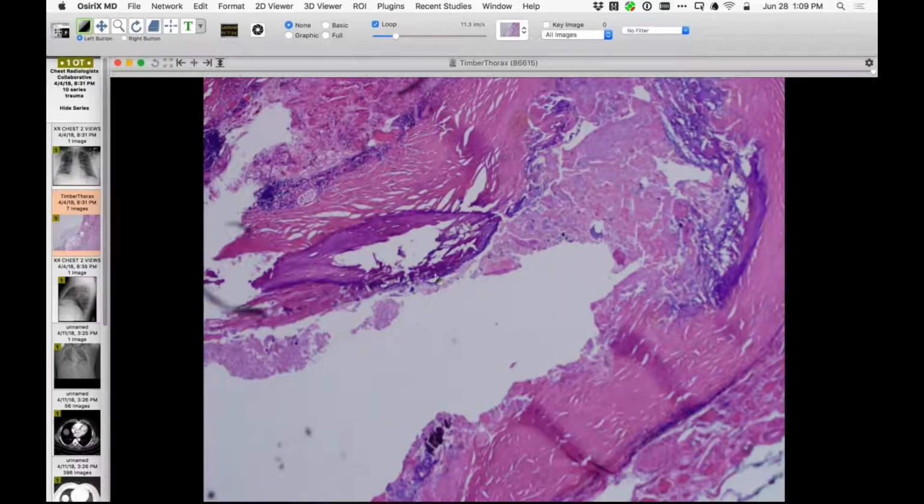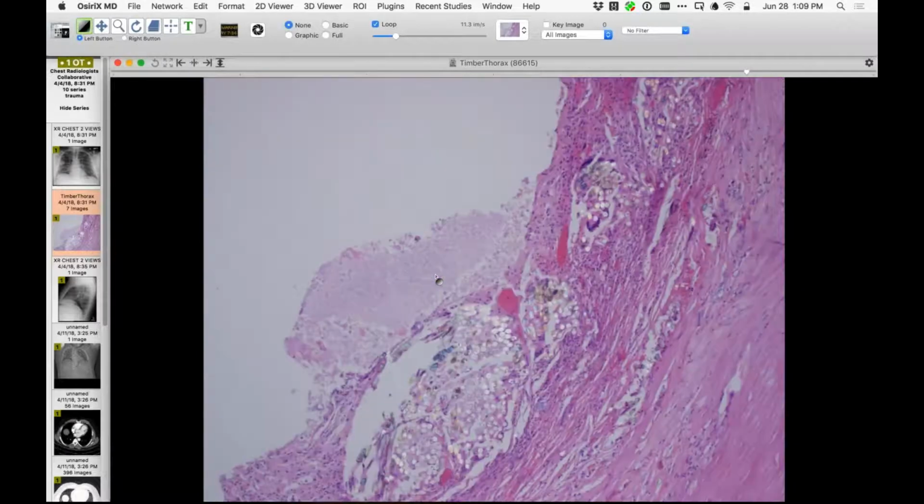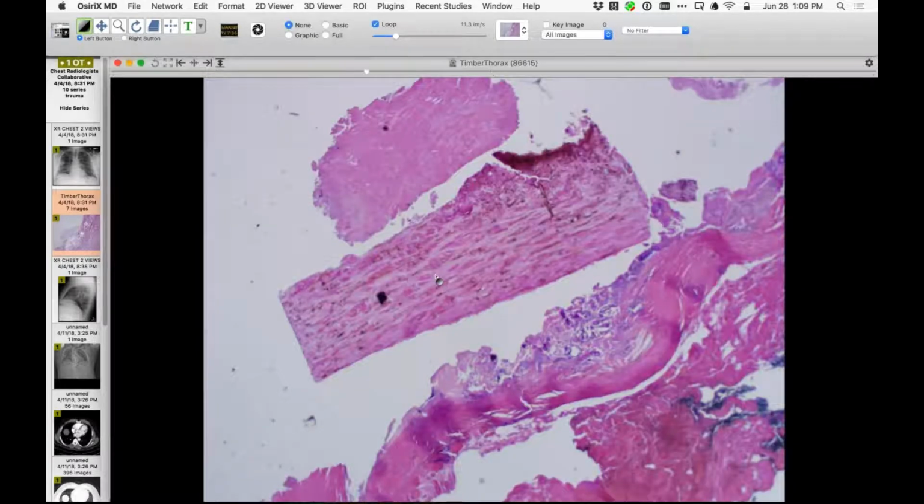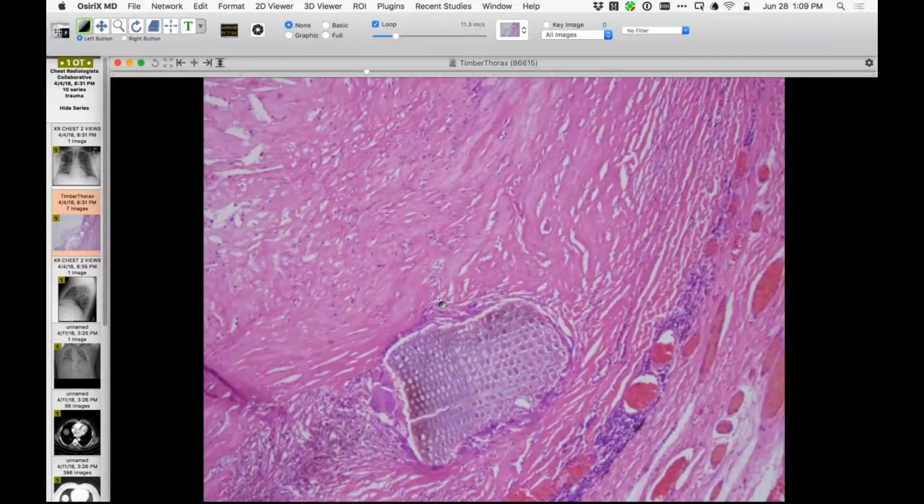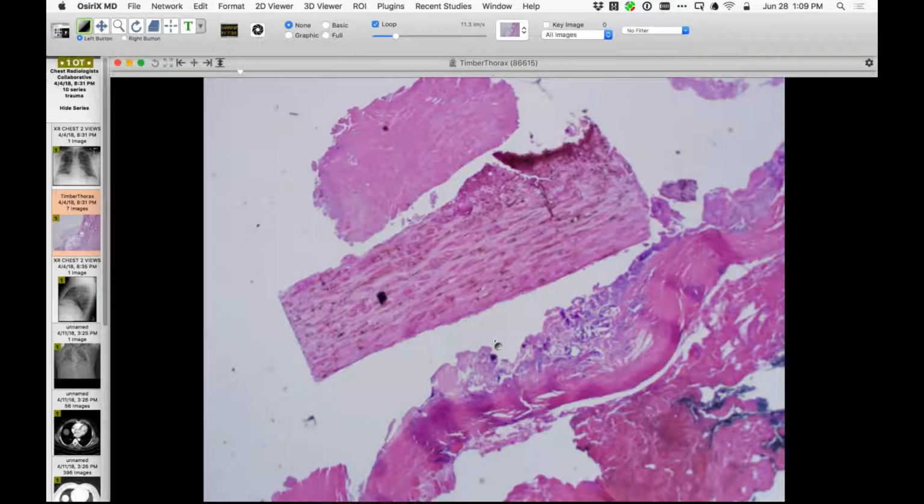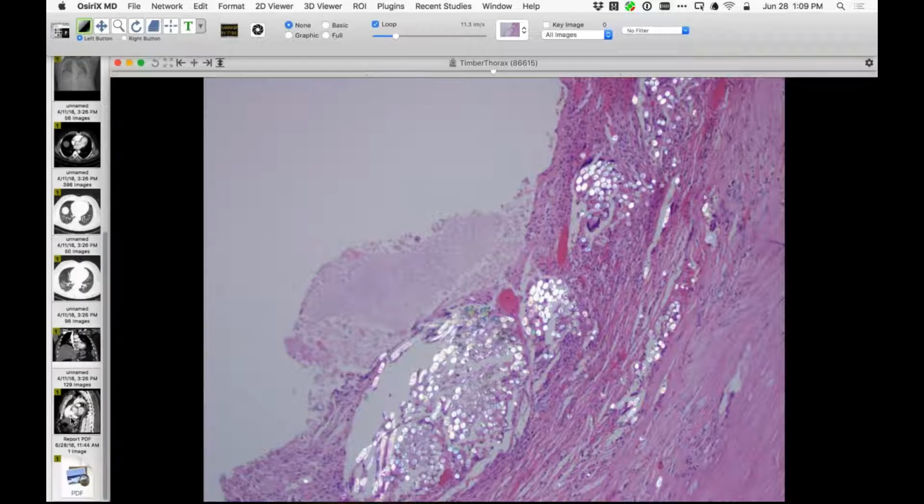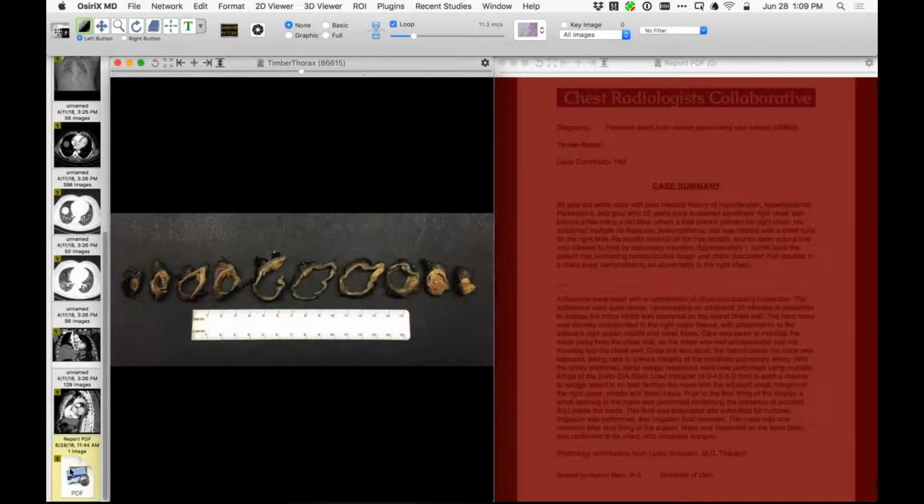And if I go back to histology, you'll see on an image like that, there's some polarizable material there. And you look at the structure of this material. Really interesting. So, of course, the key here is the history, which I'll put up over here.